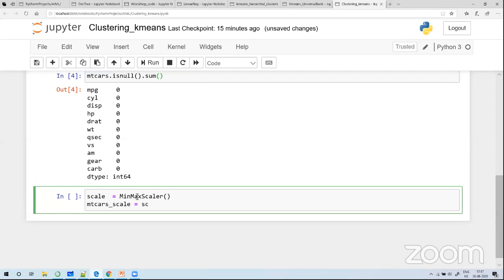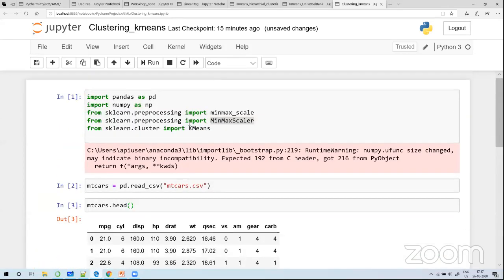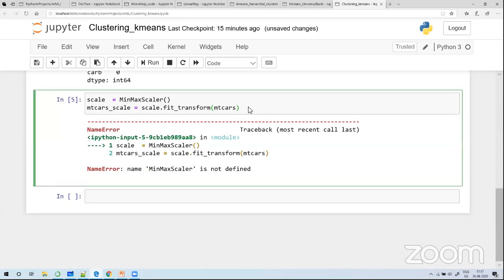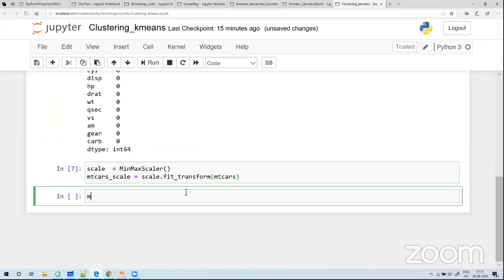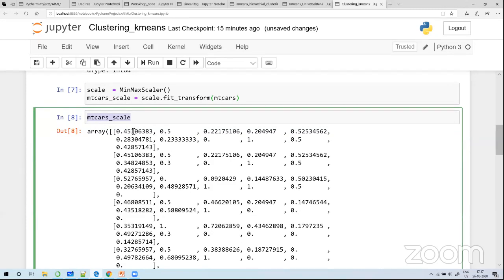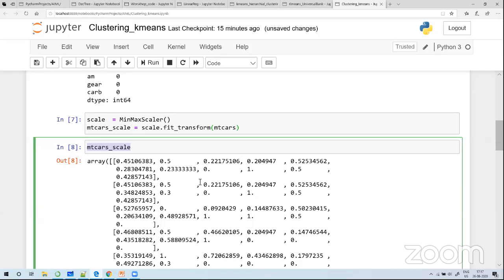So we are going to scale.fit_transform of mtcars. Not defined. We haven't executed this after adding that step. Now look at the data, mtcars_scale. Okay, we have got scaled data, but unfortunately the scaled data is in the form of an array, not a data frame. We can convert this to a data frame, not a big deal.